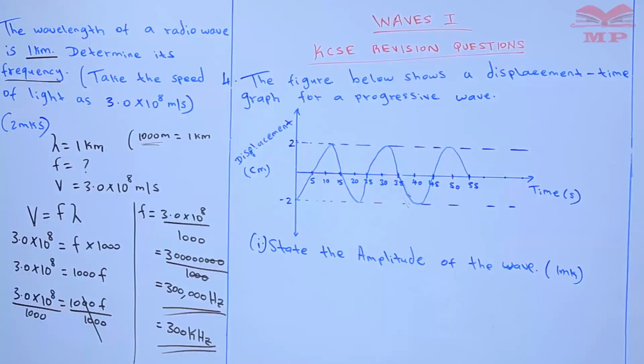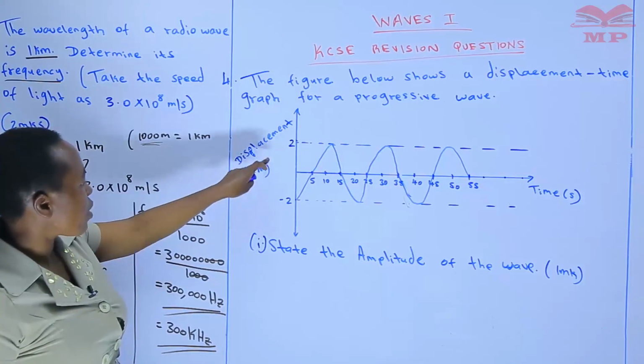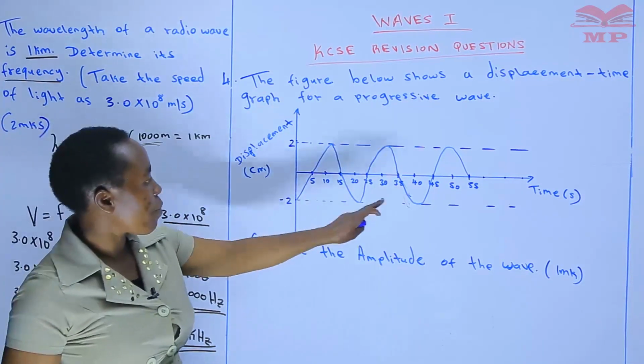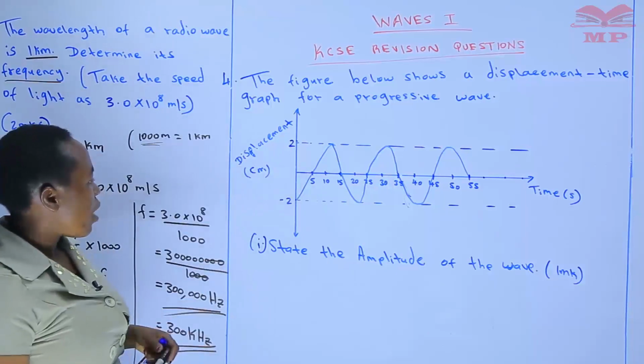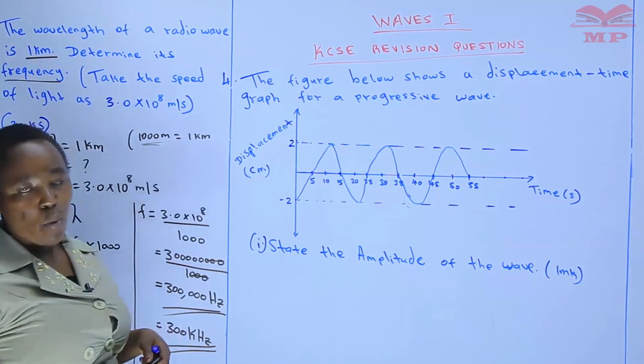So we have been told that the figure below shows a displacement time graph for a progressive wave. You can see it's displacement against time, and this is our wave. So the first question, we are told to state the amplitude of the wave.